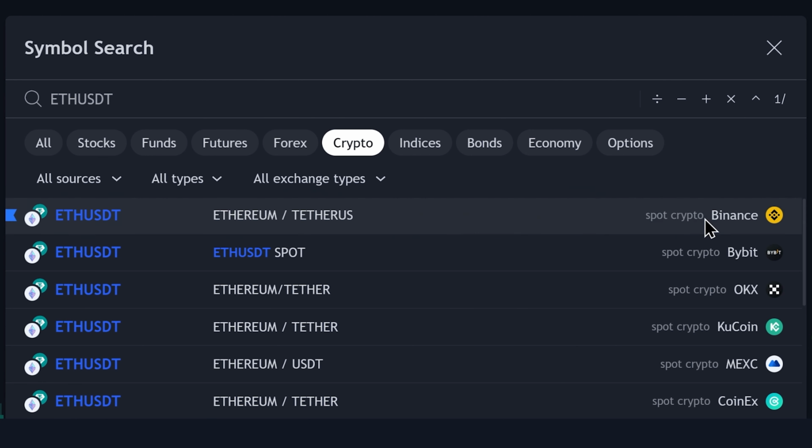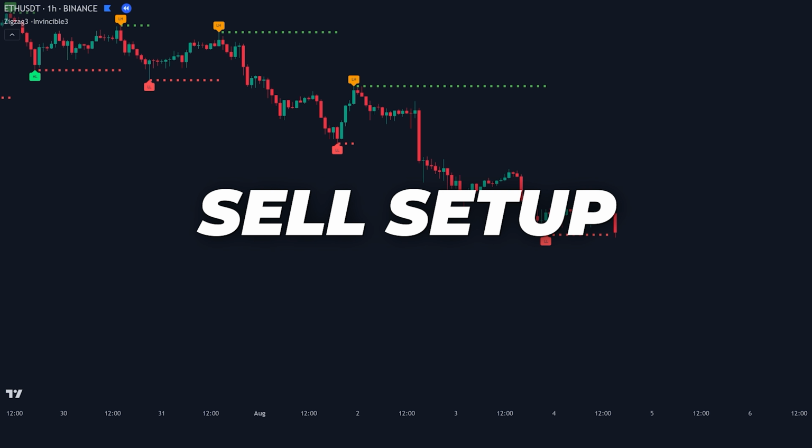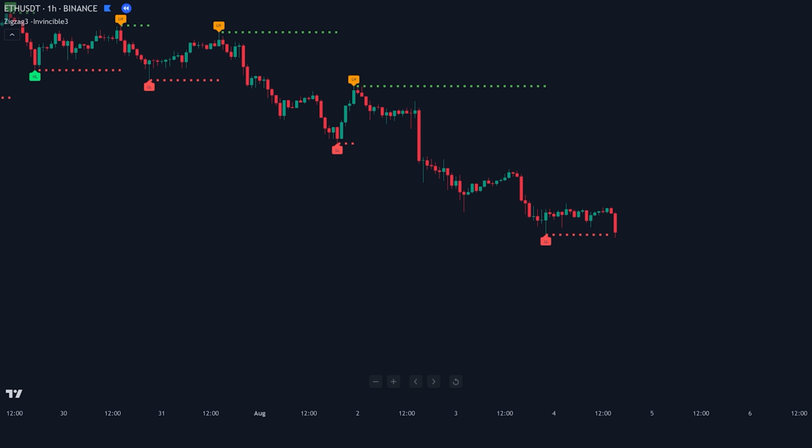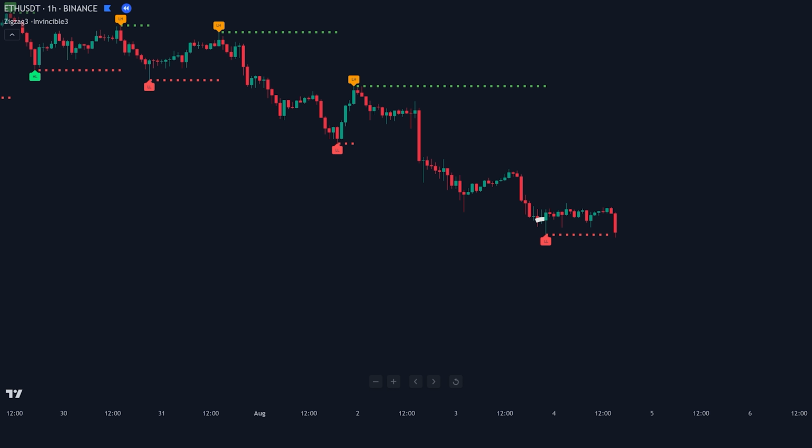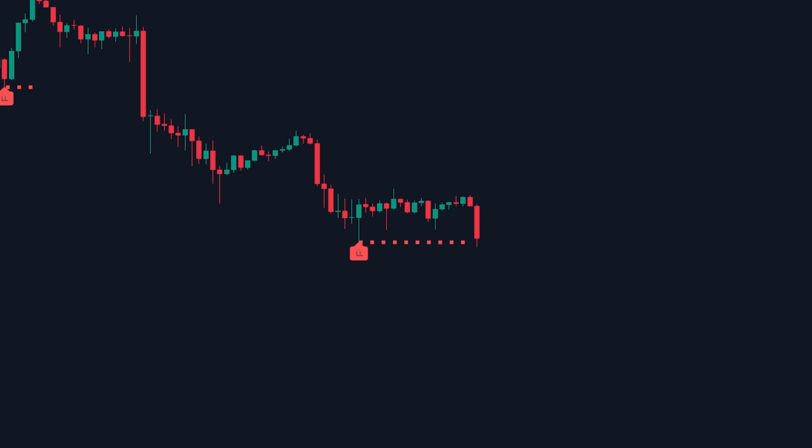Let's switch to the Ethereum chart and look at this sell trade setup, which is similar to the last trade setup on Bitcoin. First, we notice that the price is forming lower highs and lower lows, indicating that the market is in a downtrend. The zigzag indicator automatically identifies these points, making it easy to confirm the bearish trend. Next, the price breaks below a key support level marked by the red dotted line. This breakout shows strong selling pressure, suggesting that the price is likely to continue moving downward.